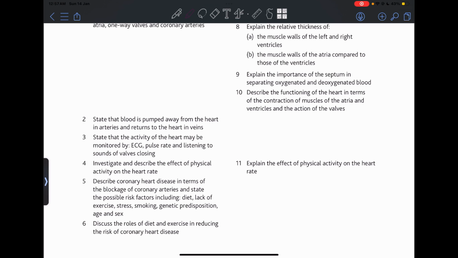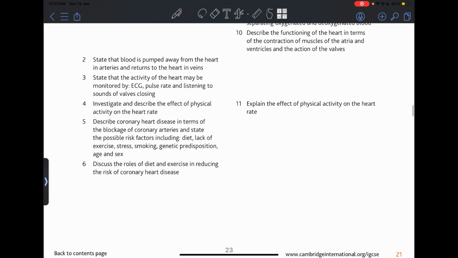Describe the functioning of the heart in terms of contraction of the muscles of the atria and ventricles and the action of the valves. This is basically what I just explained, but you have to also know that the valves open and close at specific times. You can read more information in the book or in any notes.